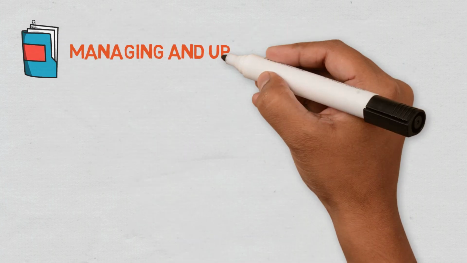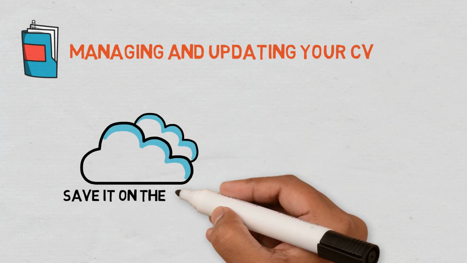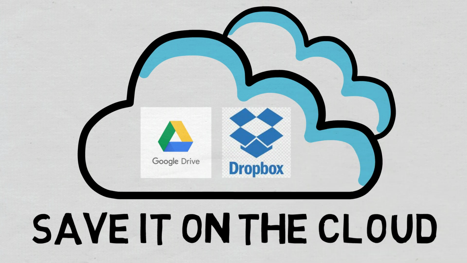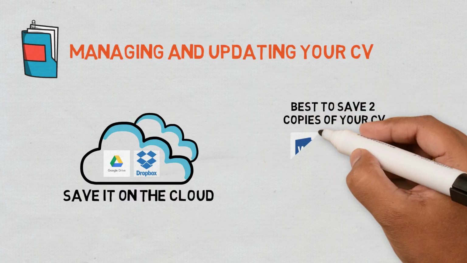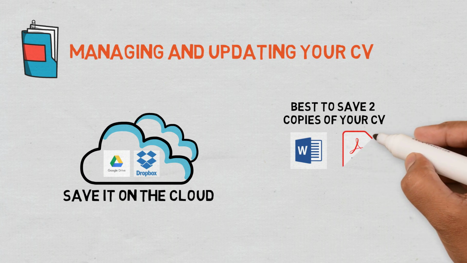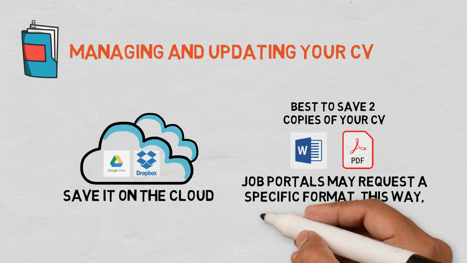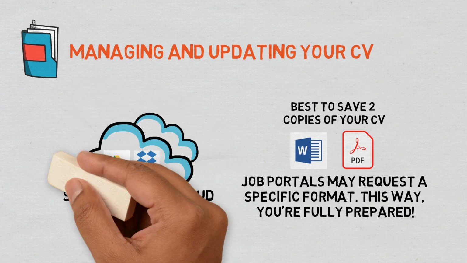Lastly, let's discuss how you can manage and update your CV. For this, I recommend you use a cloud storage facility, such as Google Drive or Dropbox, to keep all the copies of your CV so you can access it whenever you need to. I also recommend that you save 2 copies of your CV, one as a Word document and one as a PDF. This is because certain job portals require your CV in one or the other of these specified formats. So it doesn't hurt to be prepared for both.